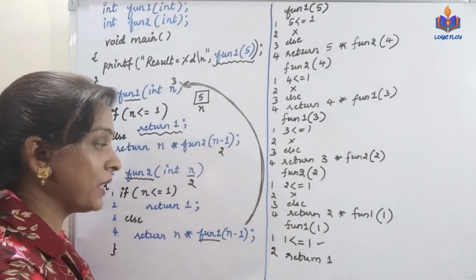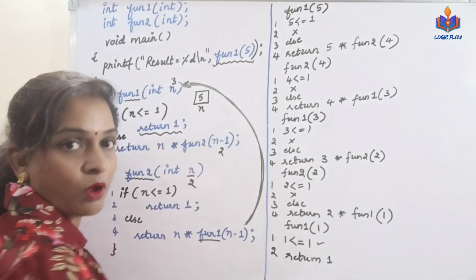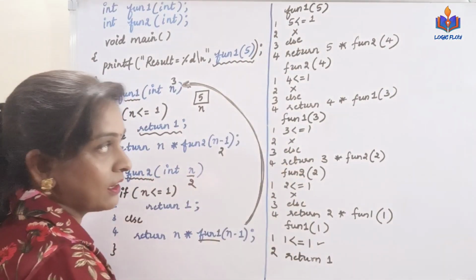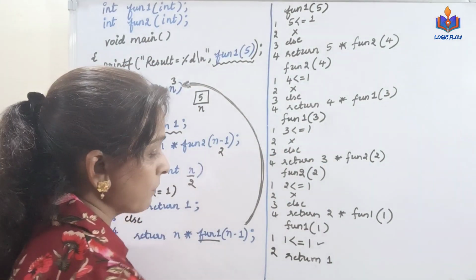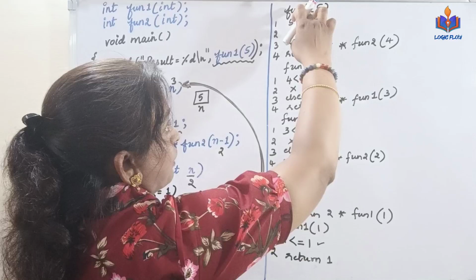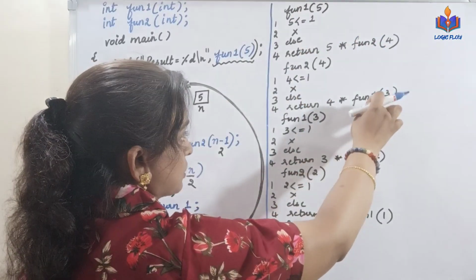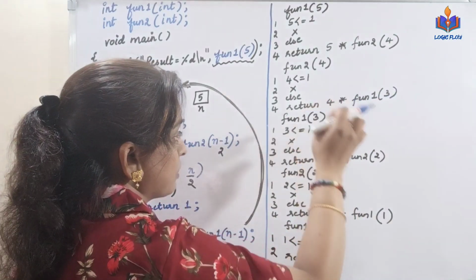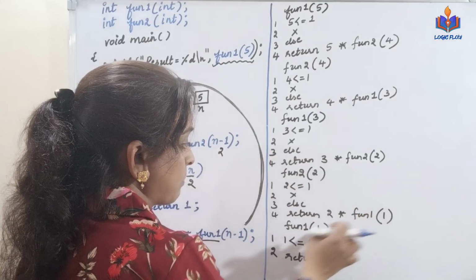Return 1 to the place. See, all the forward process I did, the forward call I did. Now I have to do the backward call. So see here, function 1 is calling function 2. Function 2 is calling function 1. Function 1 I'll come, function 1 is calling function 2. Function 2 is calling function 1. I'll come to function 1.